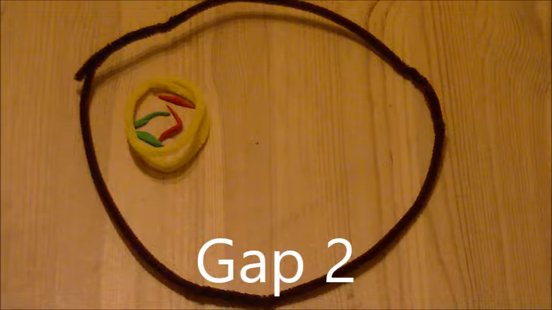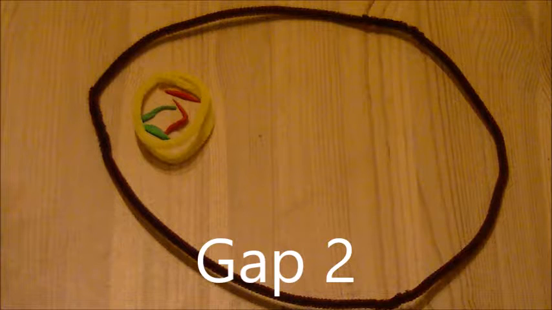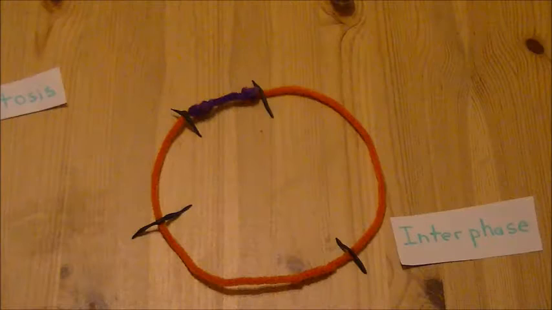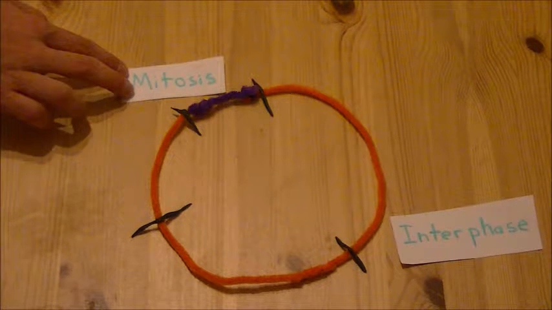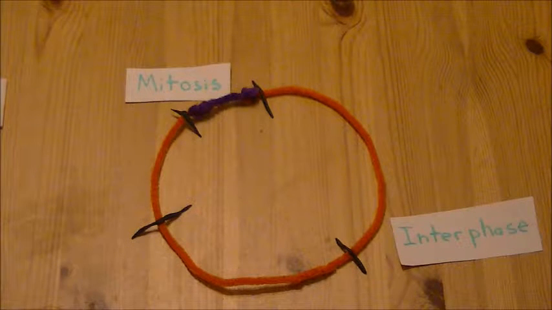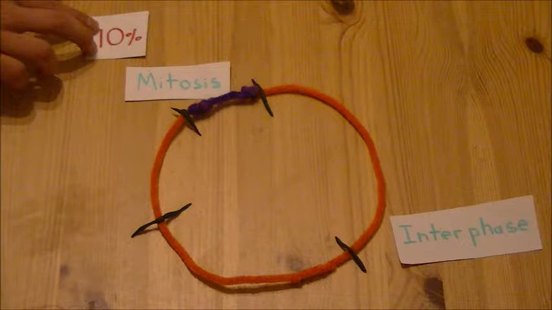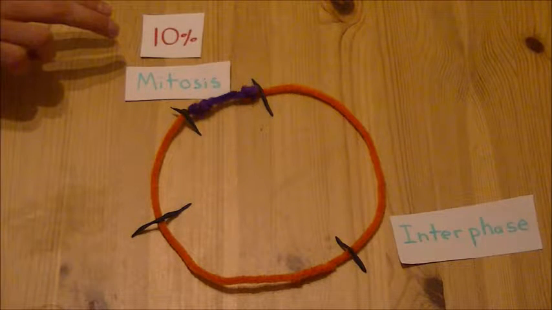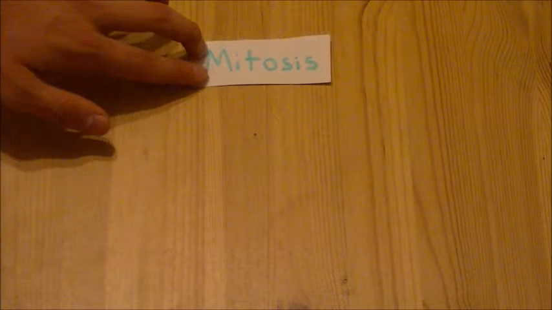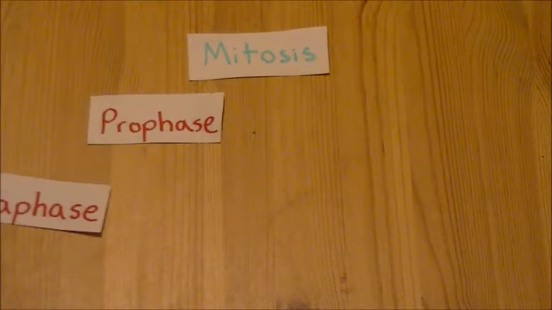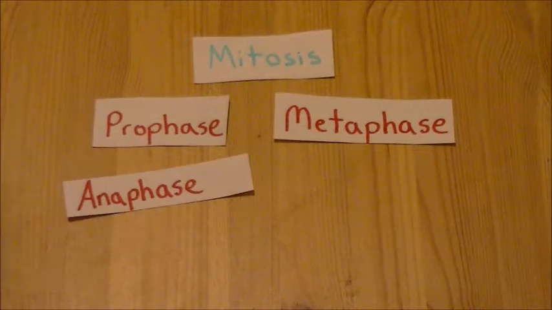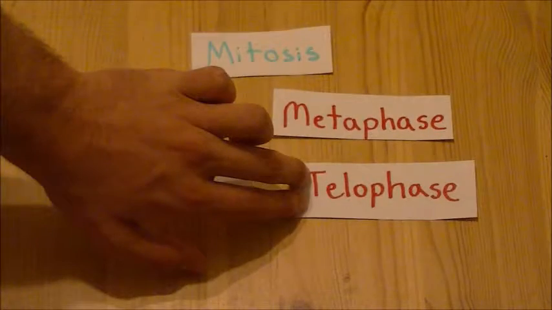During gap 2, the cell is preparing for cell division even more by producing cell organelles required for reproduction called mitosis. Okay, so after interphase, mitosis takes place, which is when cell division occurs. This takes only around 10% of time in the cell cycle. Mitosis has four phases: prophase, metaphase, anaphase, and telophase.